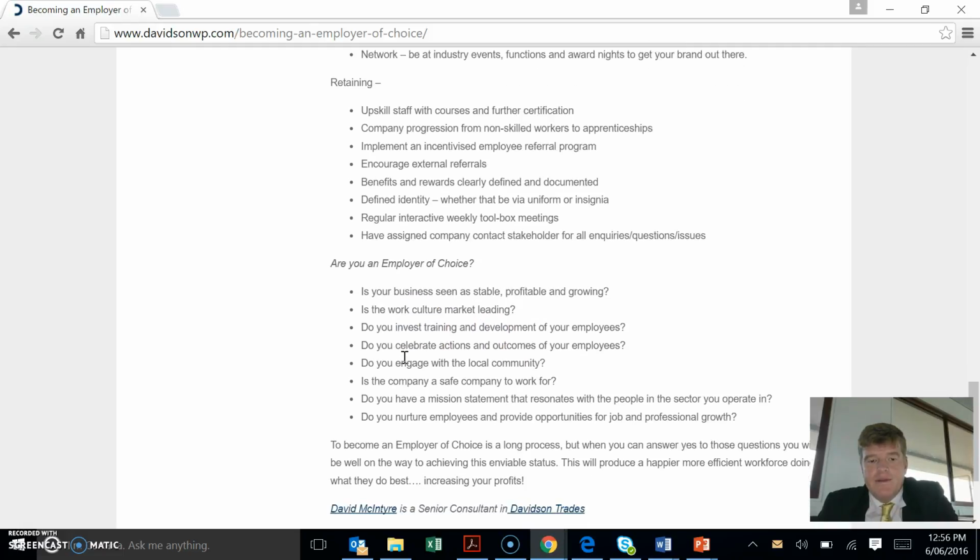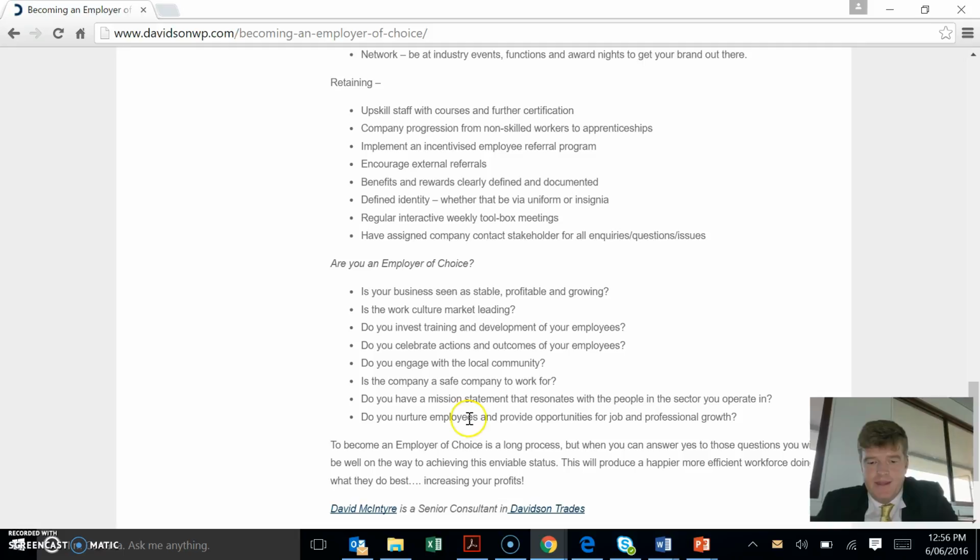Then there are some of the characteristics of an employer of choice. They've done it by asking questions, but you can think about how you would meet those criteria. For example, is your work culture market leading? So that idea of culture: how well have you defined what you want out of your corporate culture, how well are you encouraging those things, and how much is it a positive culture.